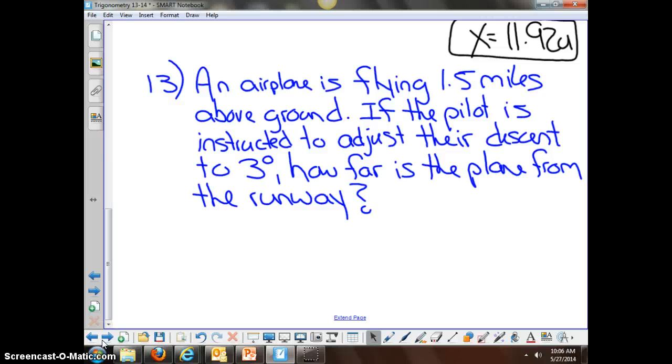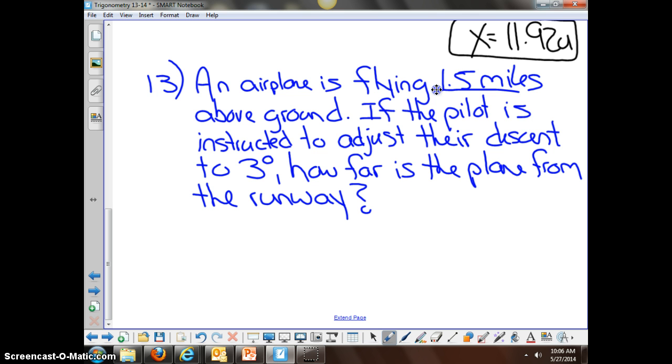Right, we are flying an airplane, and air traffic control has just told us that we need to make a 3-degree descent. We need to start descending at a 3-degree descent to the ground so that we hit the runway at the airport. Our instruments in our airplane are telling us that we're 1.5 miles in the air.